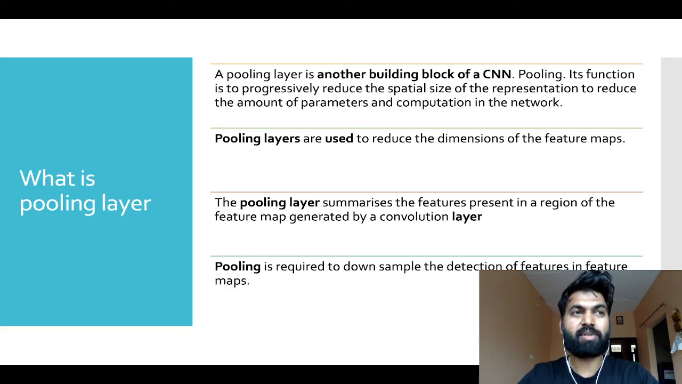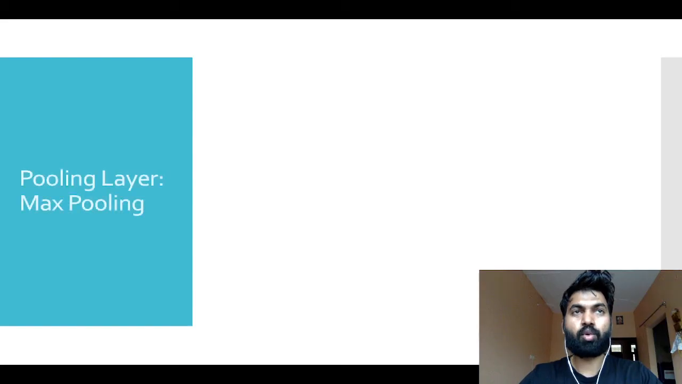So guys, here feature maps represent the matrix that we got after the convolution layer. When we perform the convolution operations on a layer, or we can say on the matrix, then we will get this feature map. The pooling layer summarizes the features present in a region of the feature map generated by a convolution layer. And pooling is required to downsample the detection of features in feature maps. So we'll see the definition and the mathematics behind this. Basically we have two types of pooling. First one is max pooling, next one is average pooling.